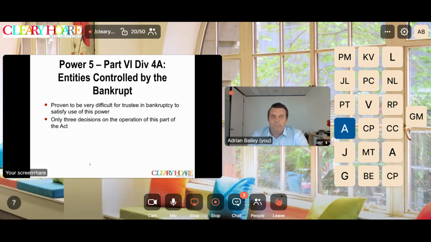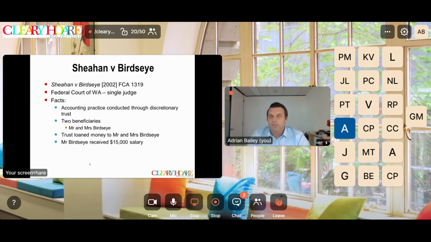Also, what's not really been widely litigated is Division 4A, which is in relation to entities controlled by the bankrupt. It has proven in that litigation to be very difficult for the trustee in bankruptcy to satisfy the use of this power. And there's only been a handful of decisions on the operation of this part, principally for that reason. One of those decisions was Sheehan and Birdseye, which is a Western Australian decision. One of the other cases I'll talk about later involves lawyers. For a change here, we've got an accountant. Always good to see accountants sharing the love in terms of them also having issues with bankruptcy rather than just the lawyers who don't lodge their tax returns.